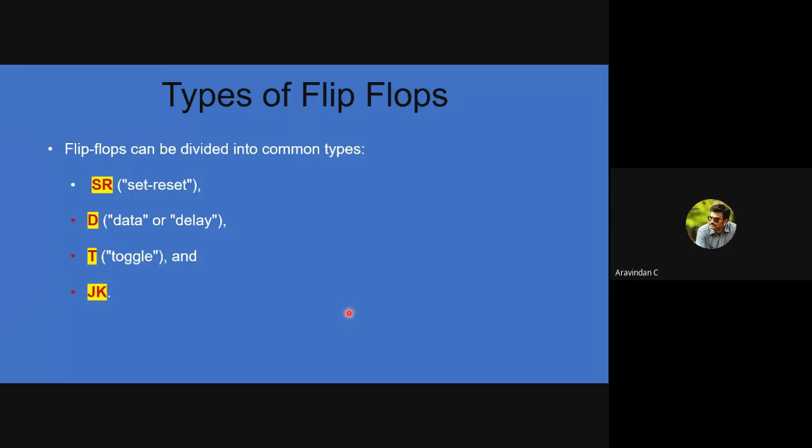Under flip-flops we have types like the SR flip-flop, which is also called set and reset. Next is the D flip-flop, which is also called data or delay. Next is the T flip-flop, where T stands for toggle. Toggle is nothing but the blinking of a bulb. We cannot define that state; it will be either a low value or a high value. And the next flip-flop is the JK flip-flop. So these are the different types of flip-flops, and these are used in our experiments. Based upon our need, we will use any of the flip-flops in our applications.